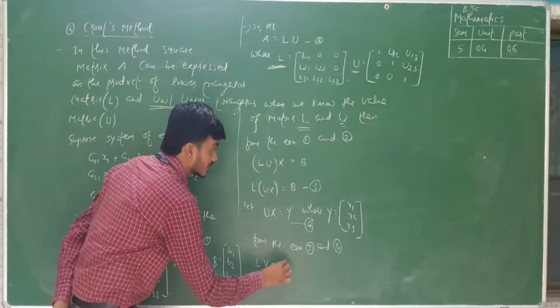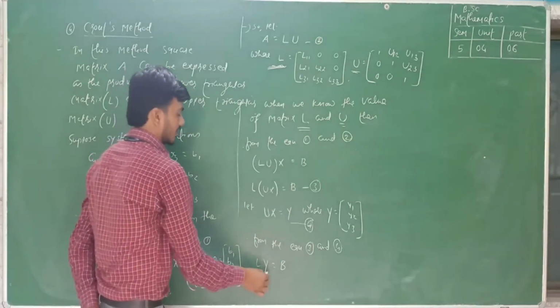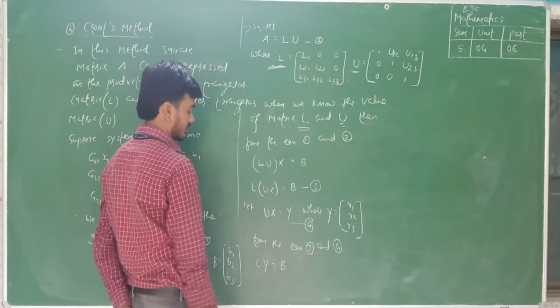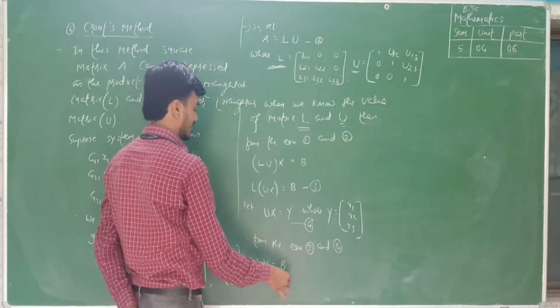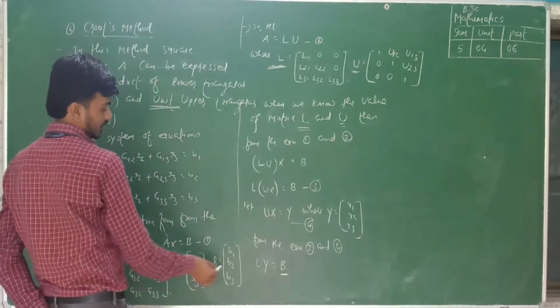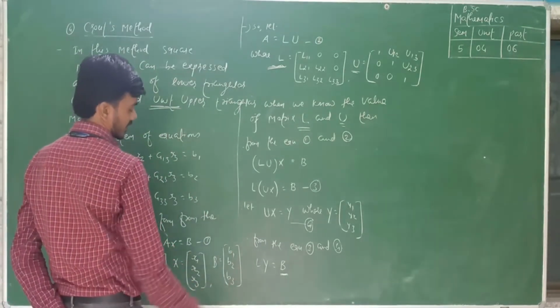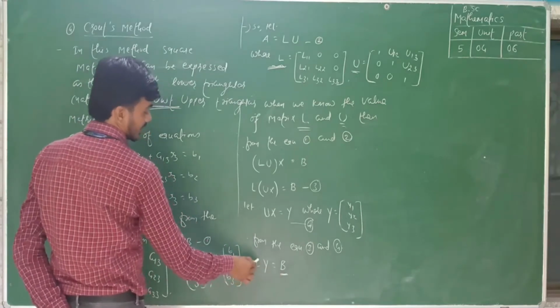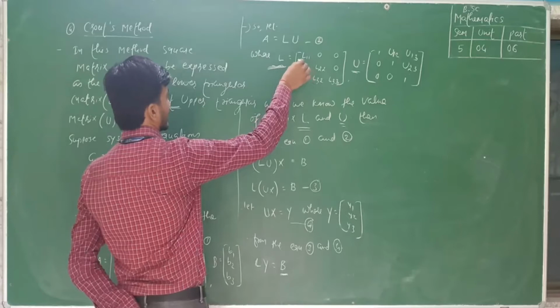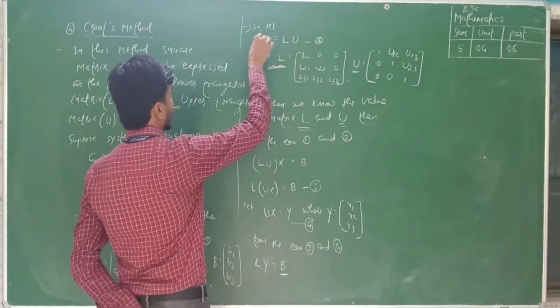So Ly is equal to B. From this expression, B is the matrix. We can have a B matrix and L, that means this L matrix. L into U is equal to A.